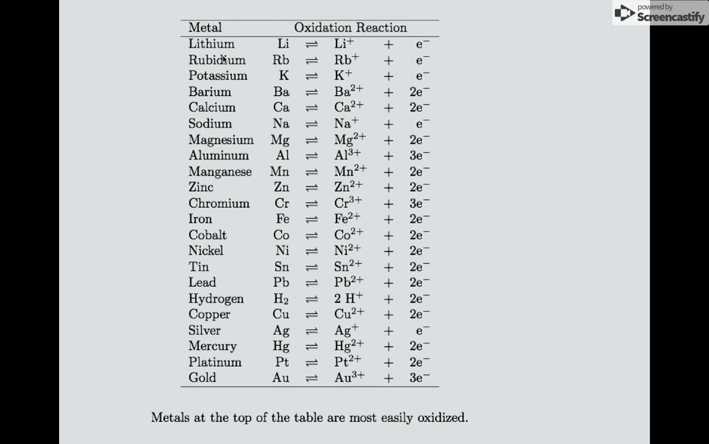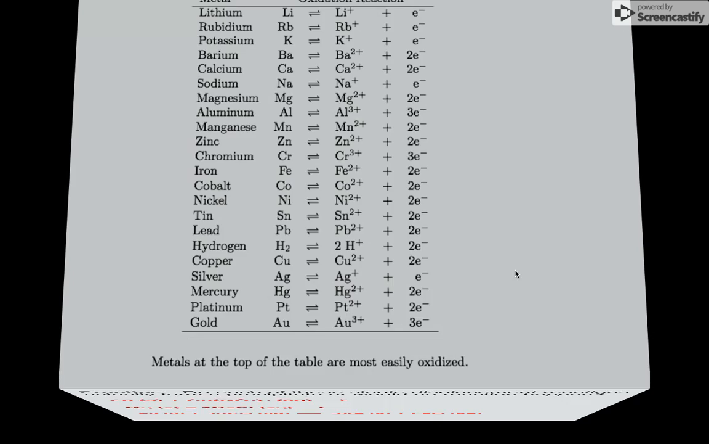Notice we have lithium, rubidium, potassium, barium, calcium. So we have a lot of plus ones right here. Then we're going more into the transition metals here. Yes, we have hydrogen. And then look at these transition metals. These transition metals are kind of the valuable ones. You've got silver, platinum, gold. Yeah, mercury's there too. But still, and you've got copper. You've got the more expensive ones a little bit further down.